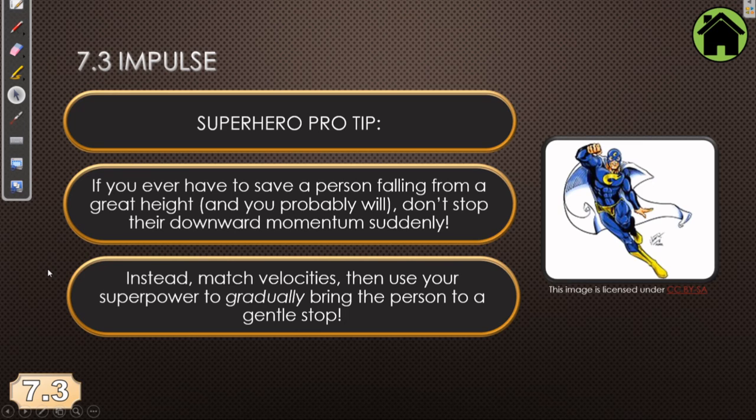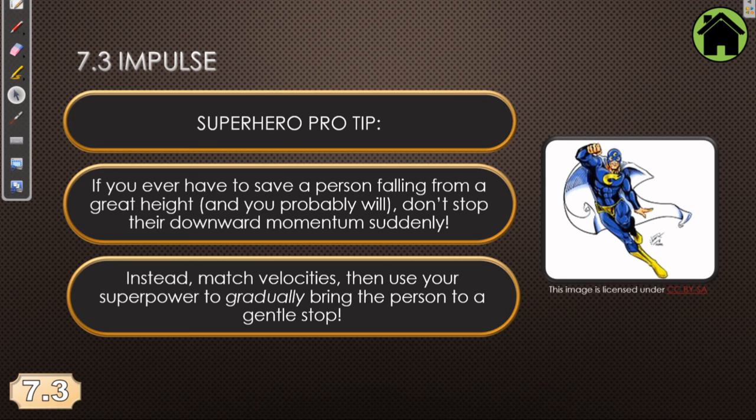So, if you ever find yourself with superhero powers, perhaps you were bitten by a radioactive wombat or something like that, and you have to save a person who's falling from a great height, and you know it's going to happen, the secret is not to stop that person's momentum in a short amount of time. If you have the power of flight, you want to match downward velocities with the person, grab them, and then gently, gradually slow their velocity.